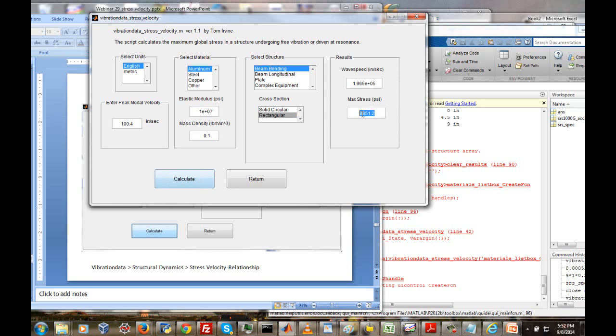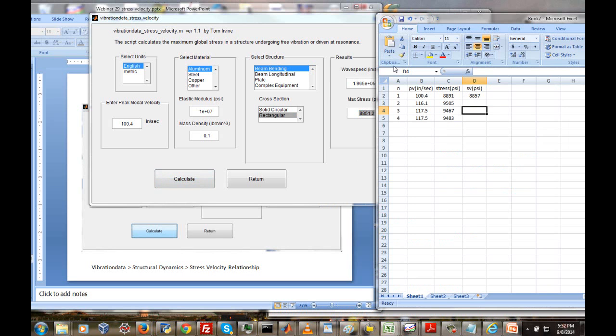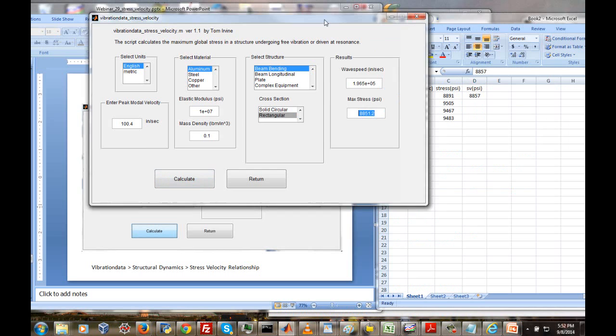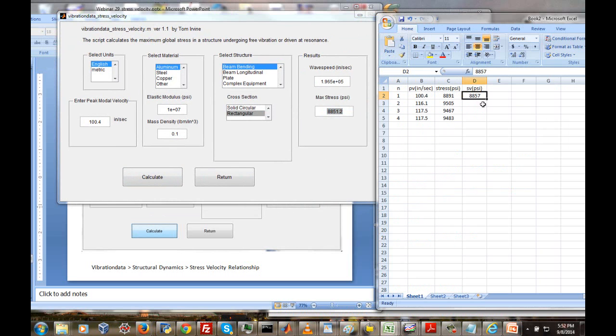Okay, 8851.2. Well, I already told you that that was going to be the case here. Okay, so what I showed you earlier was 8,857. So there is some numerical round off or something going on there that we're not going to worry about. But in fact, just to be a little more circumspect here, I'm going to change that to 1.